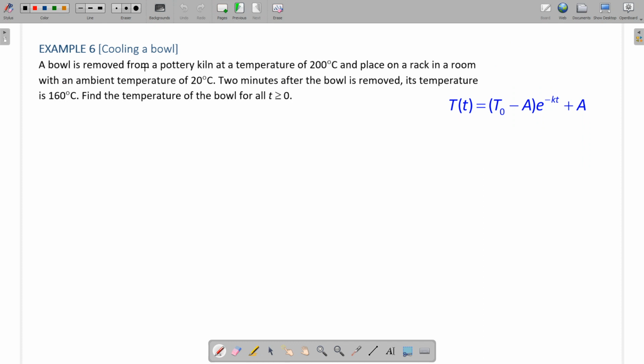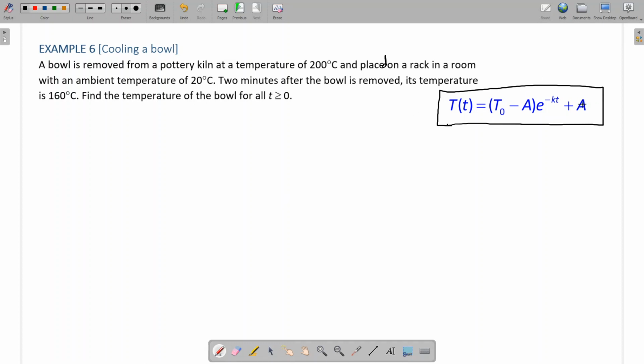So this says a bowl is removed from a pottery kiln at a temperature of 200 degrees Celsius and placed on a rack in a room with an ambient temperature of 20 degrees Celsius. 2 minutes after the bowl is removed, its temperature is 160 degrees. Find the temperature of the bowl for all time t. So we don't have to redo the whole differential equation. We've solved it in general. When an object is cooling, we know that its temperature is modeled by that function there.